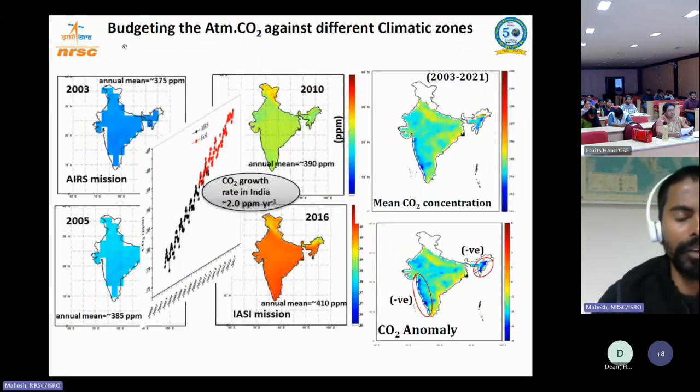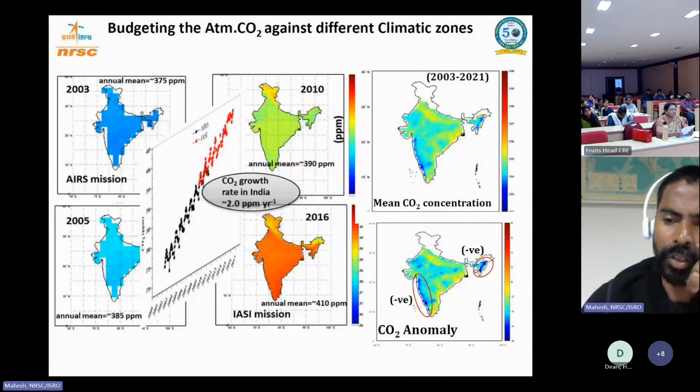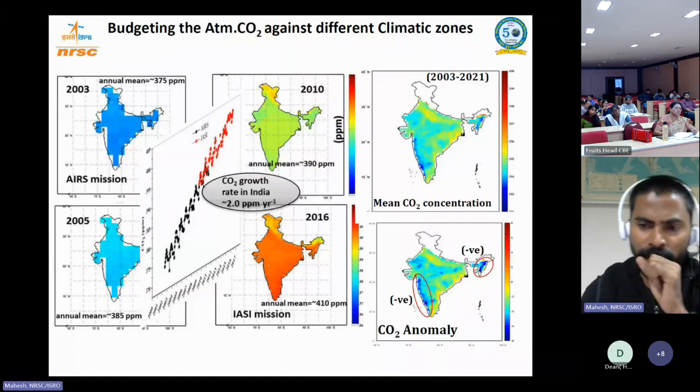We are also studying, using remote sensing data, how the atmospheric CO2 over the Indian region has changed from 2003 to 2016, even 2022. The concentration has reached from 375 to 420 ppm, and it is increasing at the rate of 2 ppm per year. When we calculated the anomaly, to see where the main sources and sinks are present in the atmosphere of the Indian region, the Western Ghats and Northeastern regions showed negative anomaly. That means these two regions have a positive effect in sequestering carbon from the atmosphere. This study is also progressing.